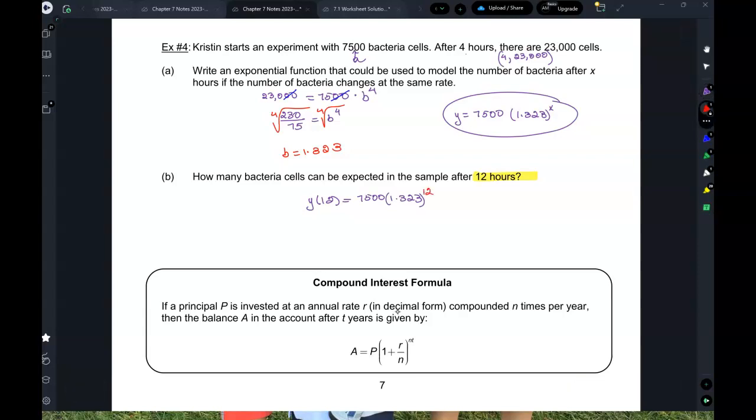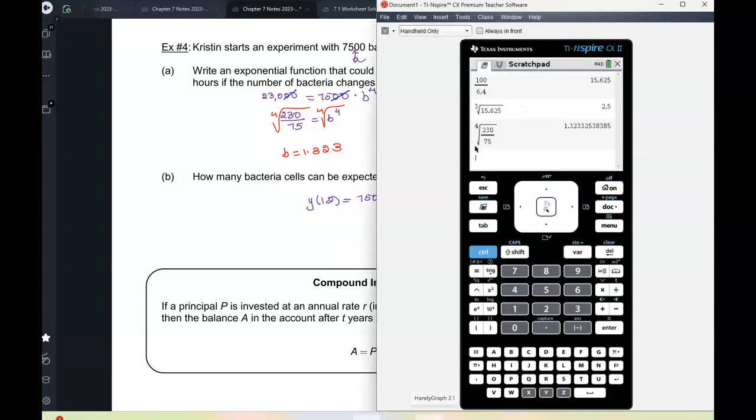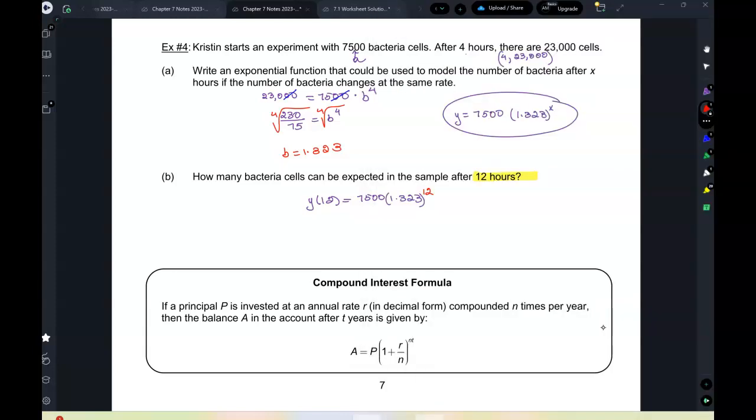All right. Okay, hang on. Okay, we're going to plug it into the calculator now. 1.323 is the rounded value, correct? We are not going to use the rounded value. So here's what we're going to do. 7,500 times, we're going to use this answer. So we're going to do control answer to the power of 12. And so now we get 216,302. Well, hang on.